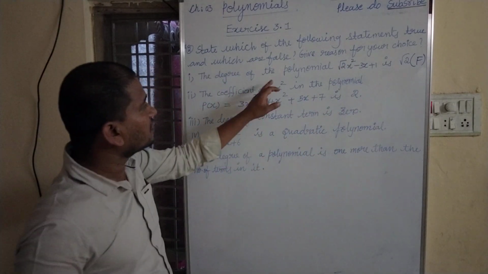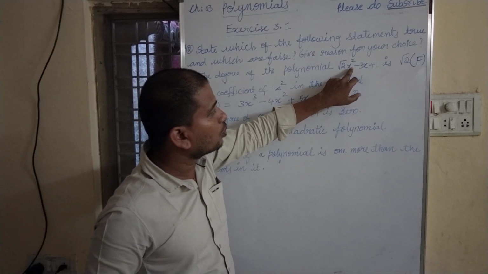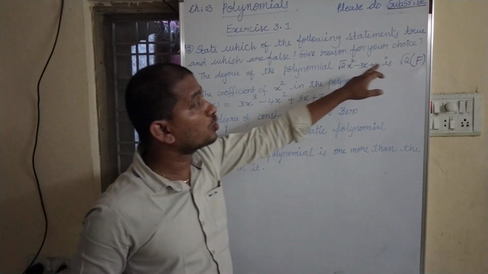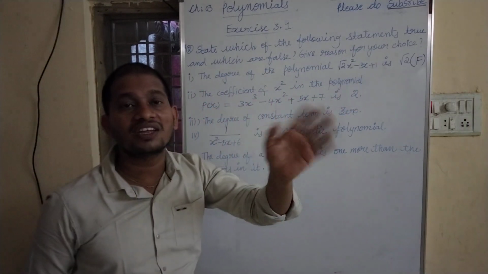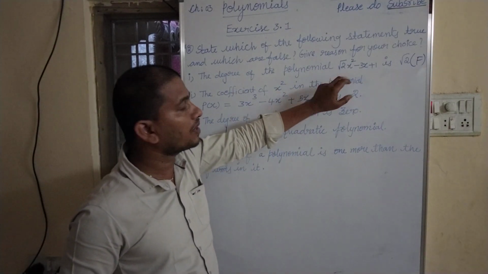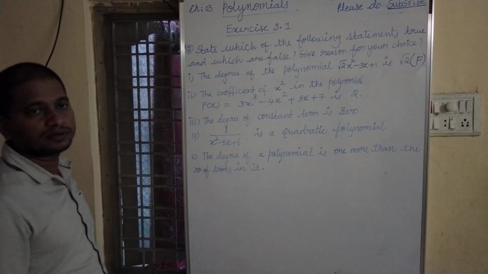Here the variable is x, and its highest power is 2, so the degree is 2, and they are saying root 2. Root 2 is not the degree, which is the coefficient of x square. Actually the degree of the polynomial is only 2. So which is a false statement.